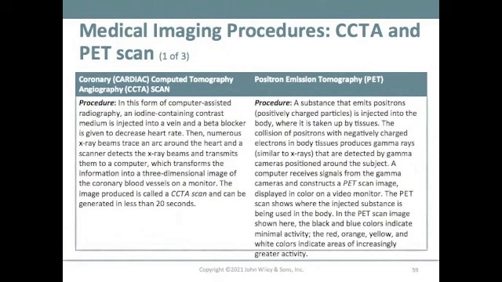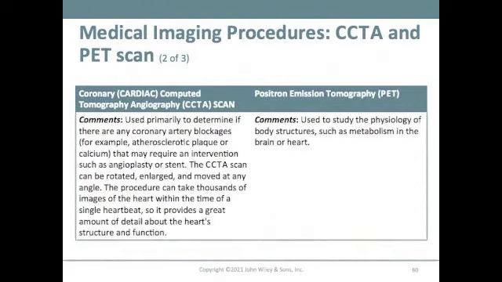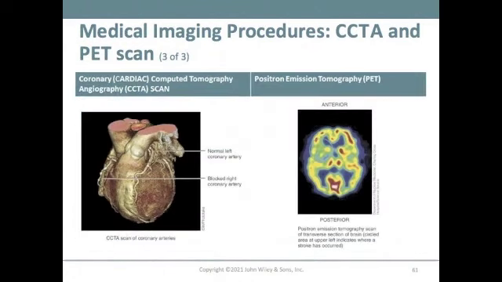Computed tomography, angiography, a CCTA scan, and then the PET scan, the positron emission. More comments on those, and then you can kind of see, wow, look at that. And then look at the one on the right. So you get some pretty detailed images there of parts of the body.